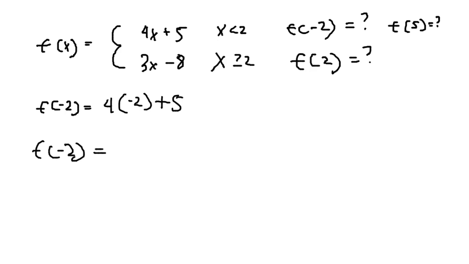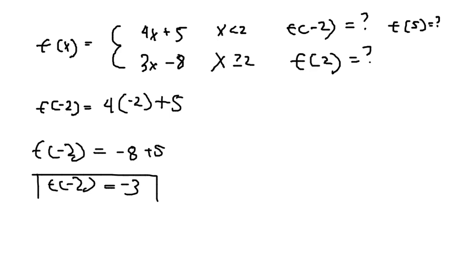So f of negative 2 is equal to 4 times negative 2, which is negative 8, plus 5. So f of negative 2 is equal to negative 8 plus 5. That is going to be negative 3. And that's the answer for that problem.